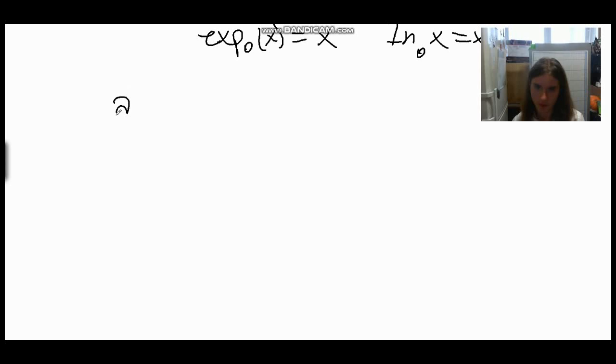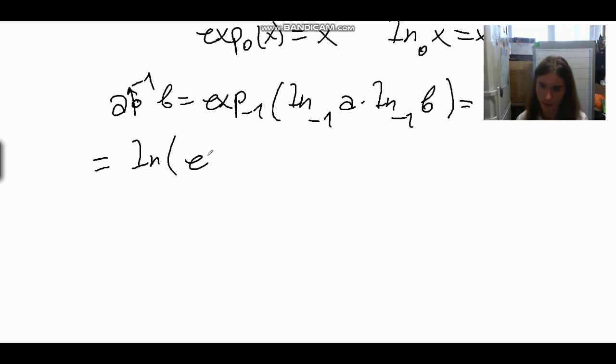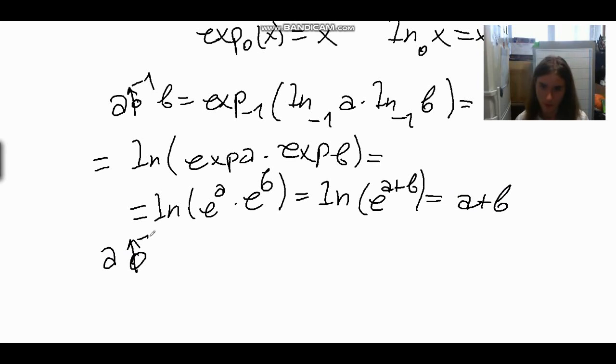And then if we want to find addition this way, we will find it. This is exp minus 1 of ln minus 1 of a times ln minus 1 of b. We can flip this. It's ln of e to the a times e to the b. We'll use the power rule. It's e to the a plus b, and it's a plus b. Suddenly, okay. And then what's before the addition?